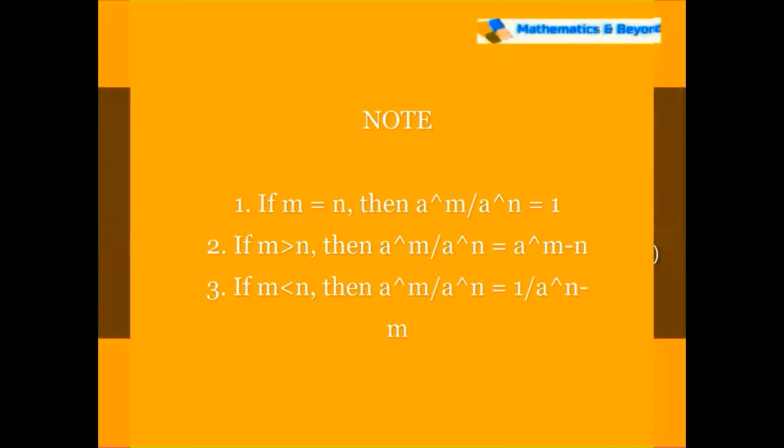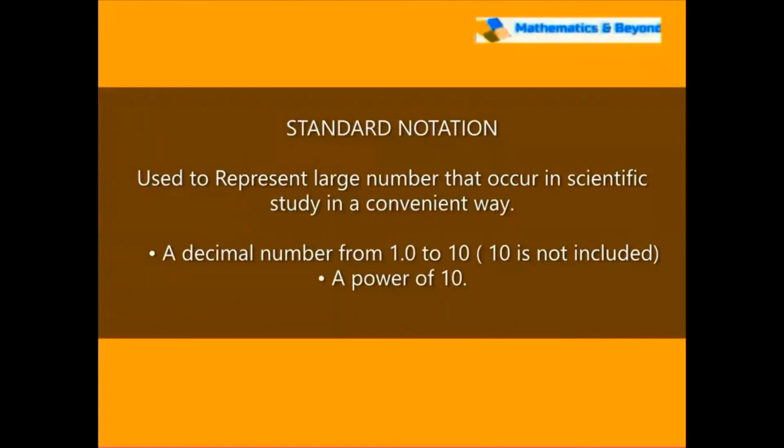Now let's move further with a very important topic, which is the last topic of this chapter. It is standard notation. Standard notation is basically used to represent large numbers that occur in scientific study in a convenient way. It also saves the effort of counting many trailing zeros in large numbers. You have seen that in science or any other study there are many zeros, so to avoid them we use standard notation. Standard notation is also known as scientific notation.